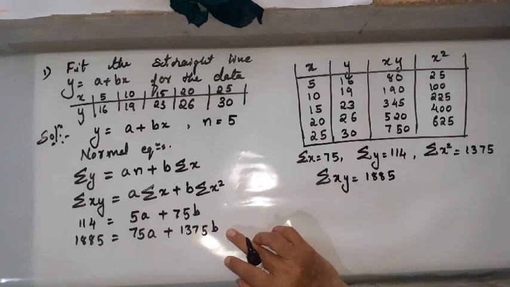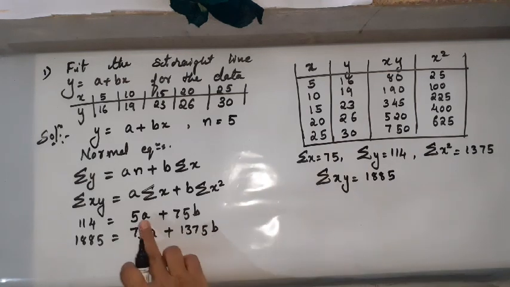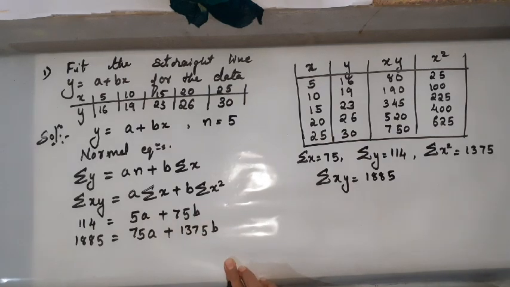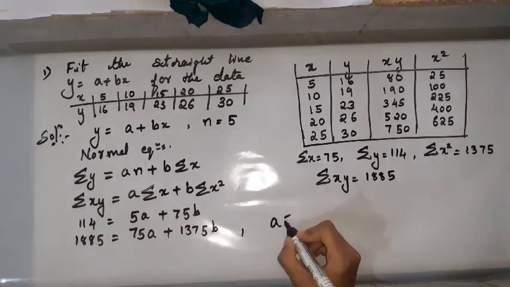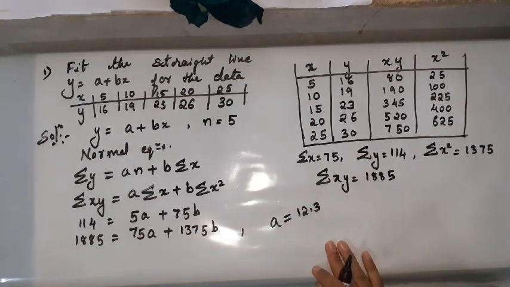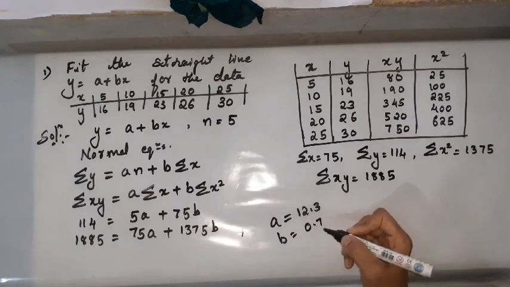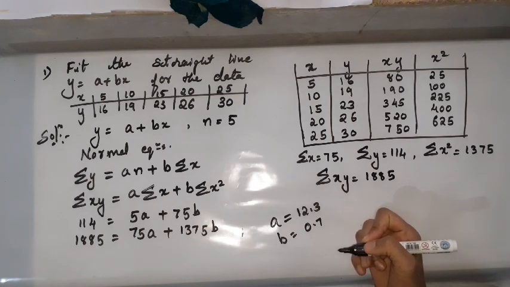Type, keeping the number of unknowns to be 2, and try to find the values of a and b directly from your calculator. If you work in your calculator, the value for a will be 12.3, and the value for b will be 0.7.